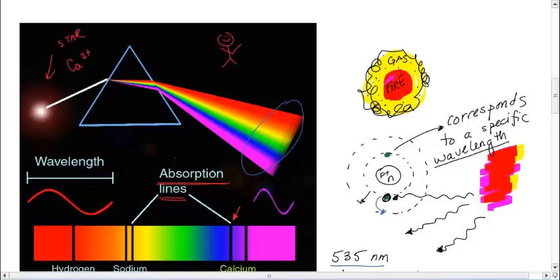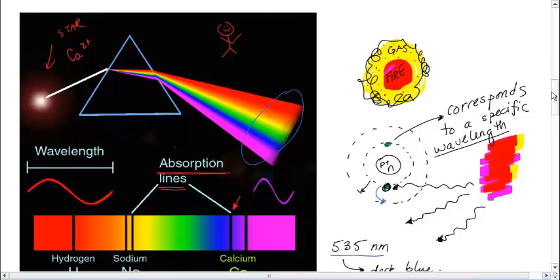So even though this star might be hundreds of light years away, which is incredibly far away, we can actually tell down here on planet Earth what elements are in that star based on its absorption lines, right? Depending on what colors are missing when we pass that starlight through a prism, that tells us which chemical elements are in that star's cloud and absorbing specific wavelengths of light.